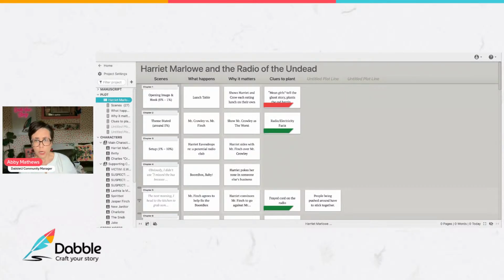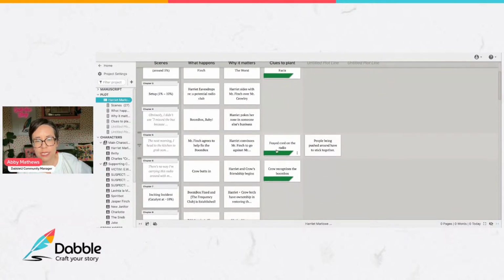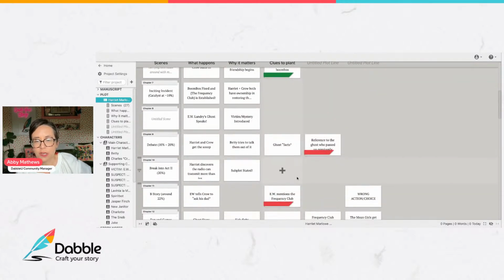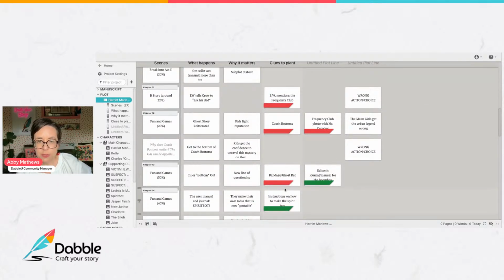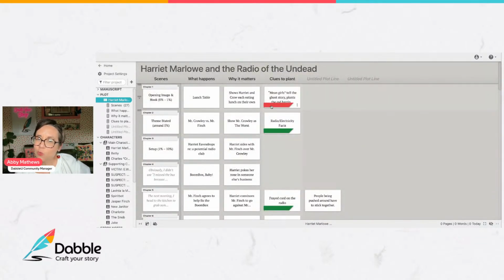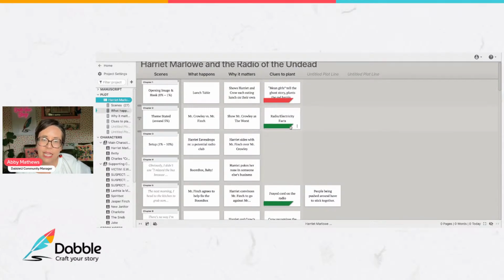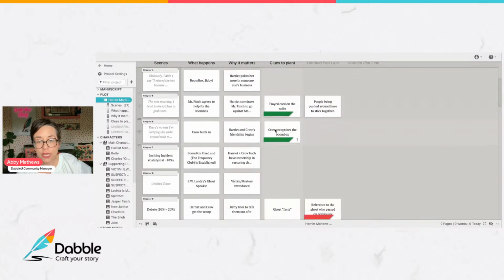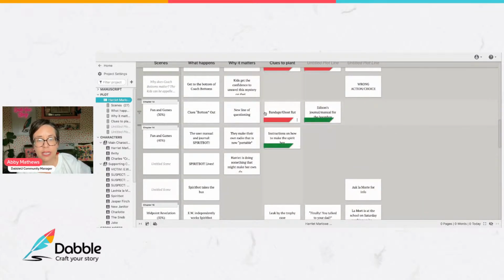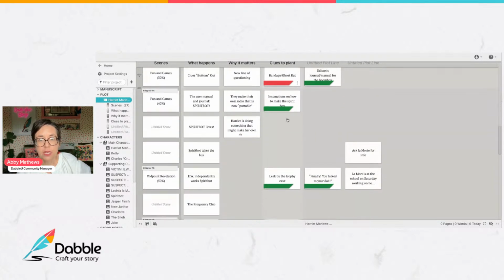So now that I've done the workbook and I know the clues that I want to plant, I made a third column here that says clues to plant. And I put what clue I wanted in each of these chapters. And you can see that I put a red ribbon for red herrings and a green ribbon for clues that are real. So if you come down here, this one is great because I know I have a real clue that I'm going to quietly plant next to a red herring clue.